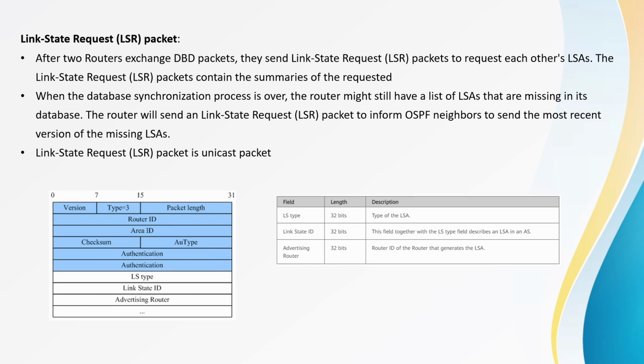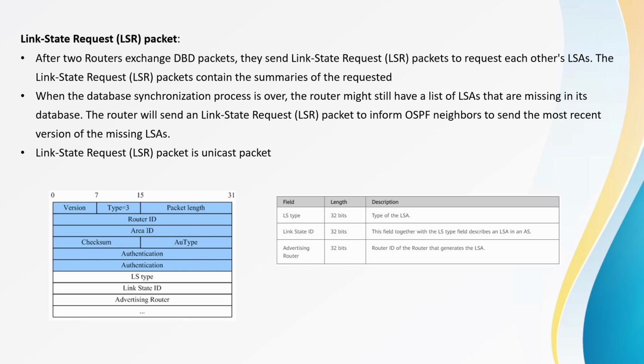Link state request packet. After two routers exchange the DBD packets, they send the link state request packet to request each other's LSAs. The link state request packet contains a summary of the requested LSAs. When the database synchronization process is over, the router might still have a list of LSAs that are missing in its database. The router will send a link state request packet to inform the OSPF neighbors to send the most recent version of the missing LSA. The link state request packet is a unicast packet.